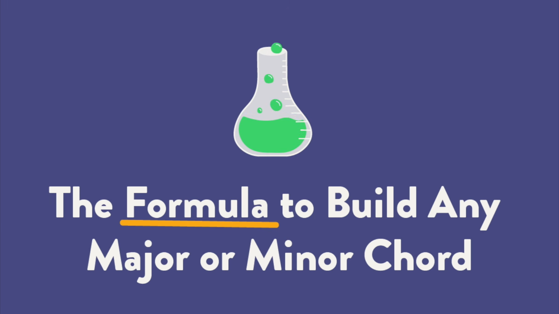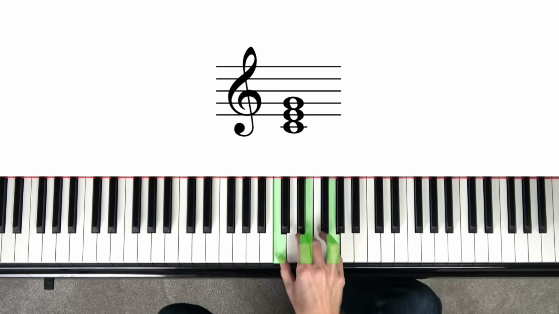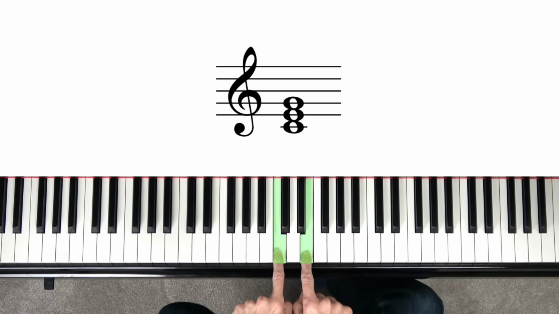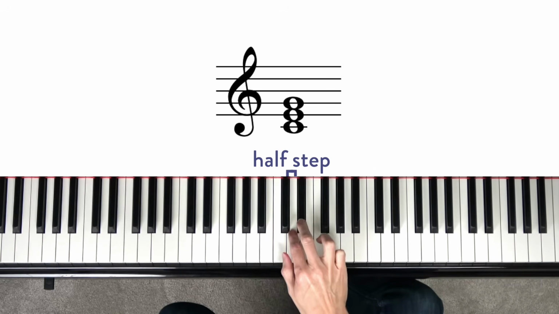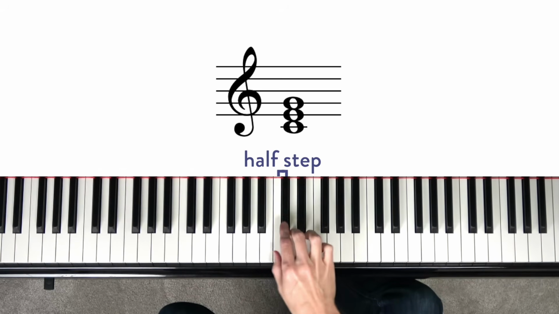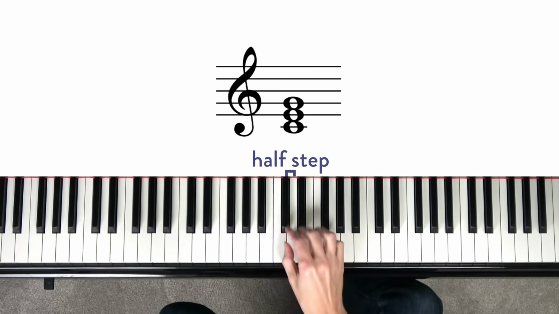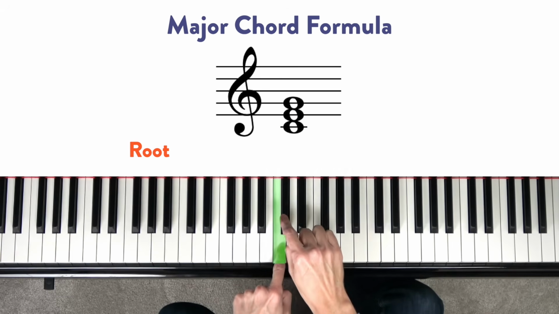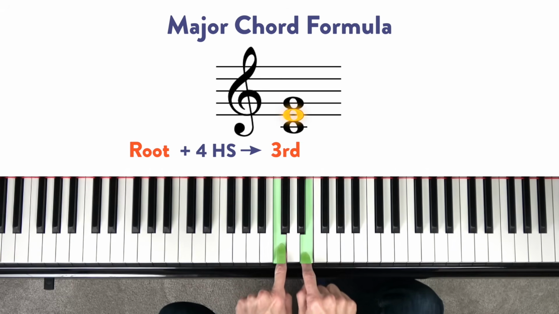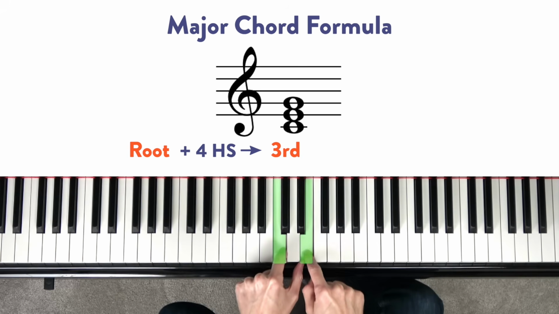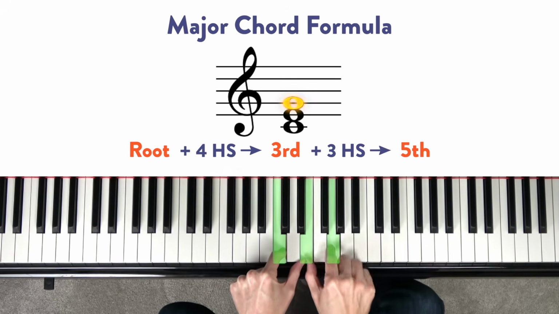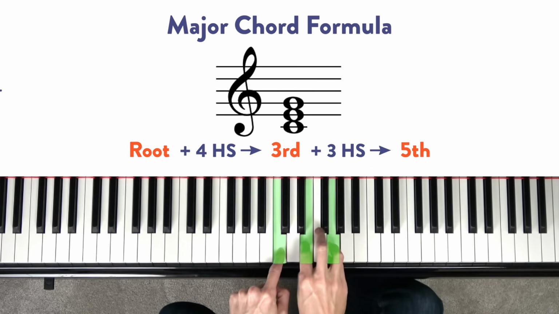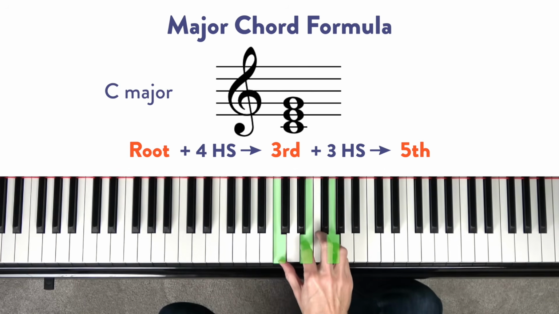For a chord to have a major quality, it must have exactly 4 half steps between the root and the third. A half step is formed by any 2 keys immediately next to each other with no other key in between. So root and then count 1, 2, 3, 4 half steps. That gives us the third. And then count 3 more half steps, 1, 2, 3, to get the fifth of the chord. And boom, that creates a major chord.